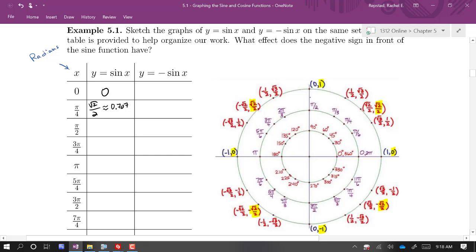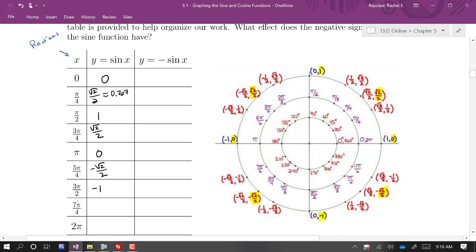Sine of pi over 2 is 1. Sine of 3 pi over 4 is root 2 over 2. Sine of pi is 0. Sine of 5 pi over 4, now down in the third quadrant here, is negative root 2 over 2. Sine of 3 pi over 2 is negative 1. Sine of 7 pi over 4 in the fourth quadrant here is negative root 2 over 2. And sine of 2 pi is 0.